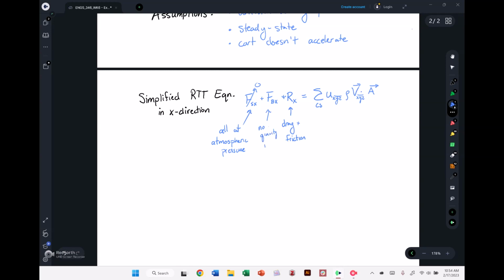No gravity in X. As drawn, gravity is in the Y direction, so both of those two forces are going to be 0. The forces that we have in the X direction are the drag and the friction on the cart, so that's slowing the cart down.